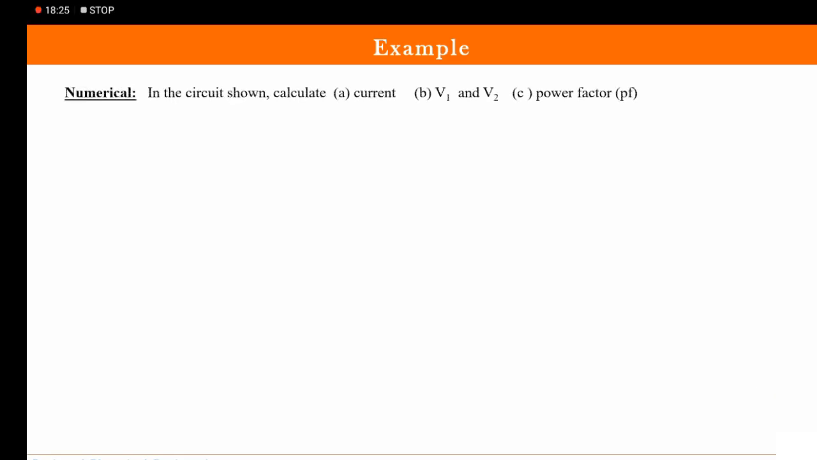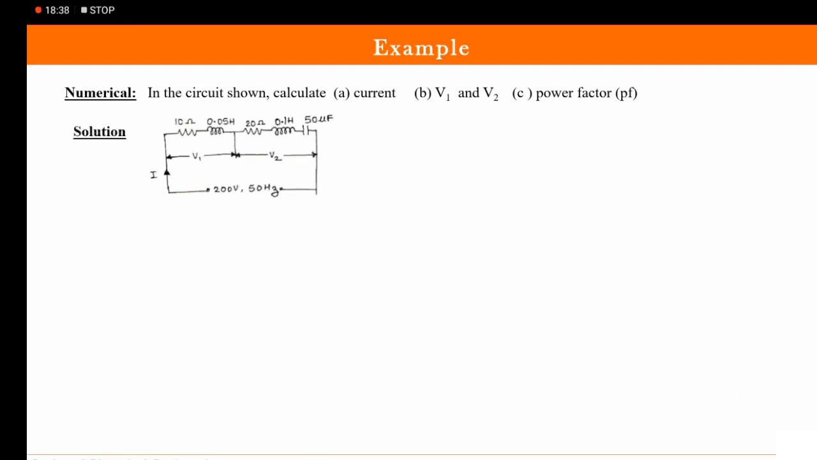Okay, so we are good to go for the next numerical. Don't worry, this is going to be the last for today's class. In the circuit shown, calculate current, V1, V2 and power factor, which is PF. So the circuit is shown. Here we have R L, then we have R L and C. V1 is the voltage across the first combination of R and L, and V2 is going to be the voltage across the combination of R, L and C.